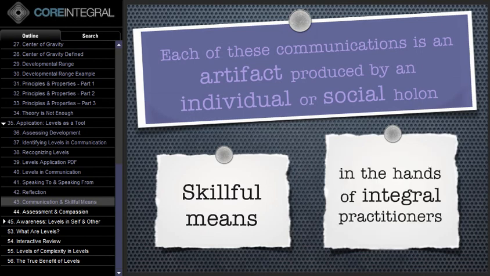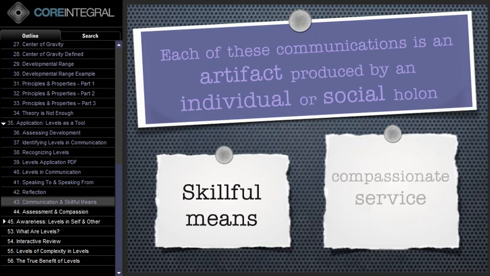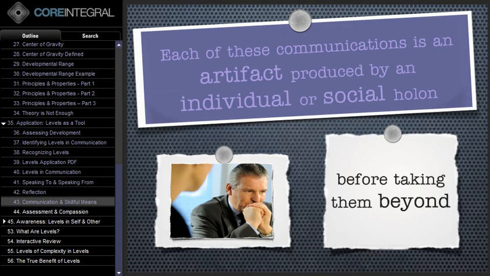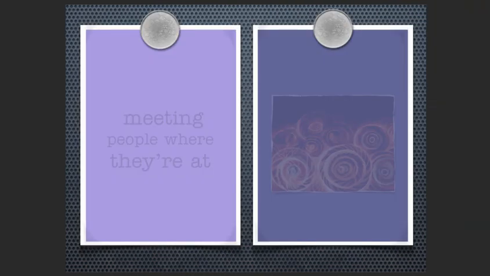This very skill in the hands of integral practitioners makes possible compassionate service to a vast range of individuals, the entire spiral, in fact, which is why it's so oftentimes called a prime directive of integral practice. It's an integral obligation, in so many ways, to deeply understand and experience others where they are and meet them there before considering taking them beyond their current developmental range.